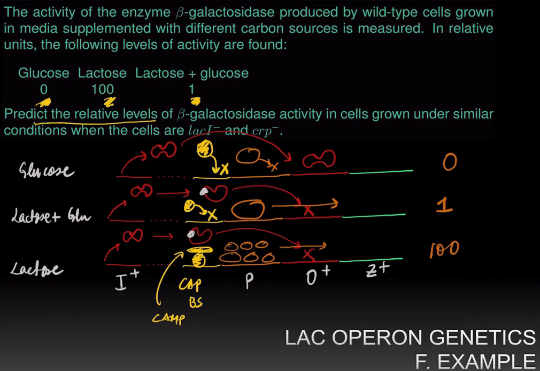Now, what we want to do now is modify this picture in the two mutants, Lac I- and CRP-. So first, let's do Lac I-. Now, if we are Lac I-, that means we don't have any repressor protein.